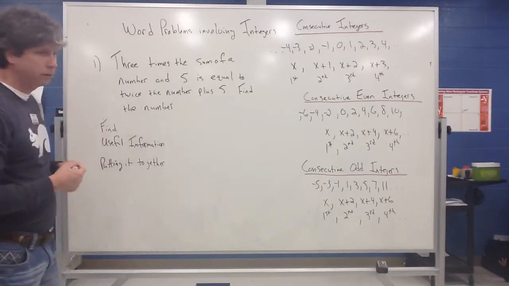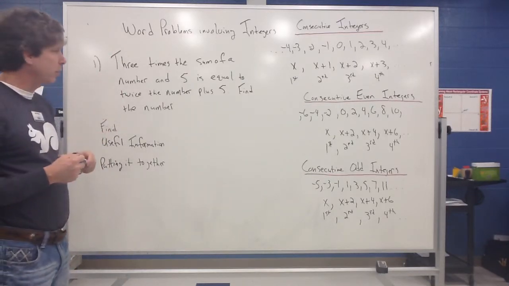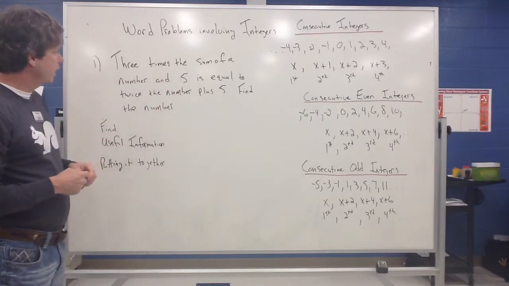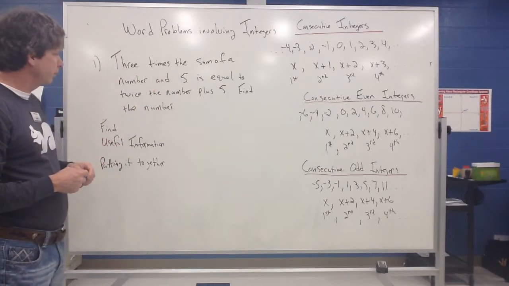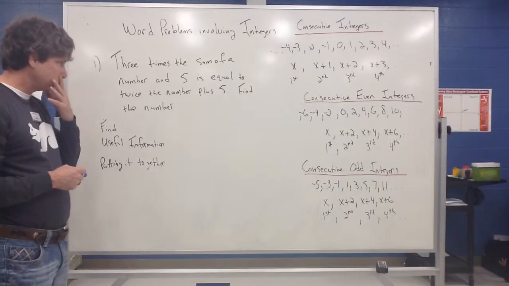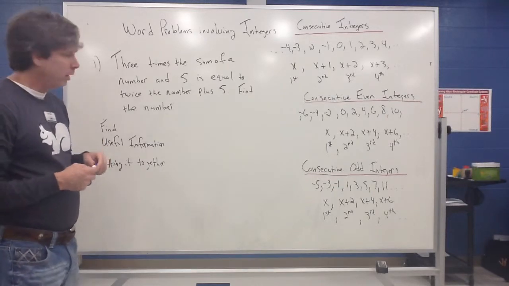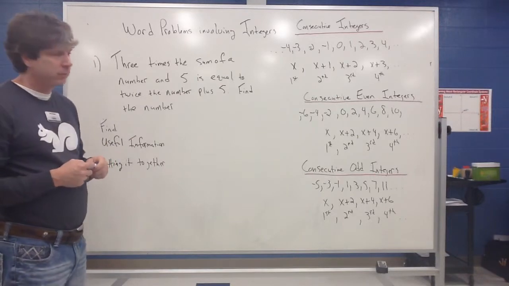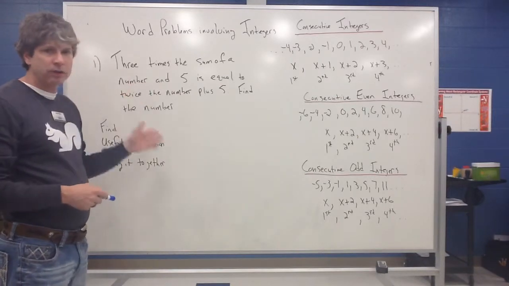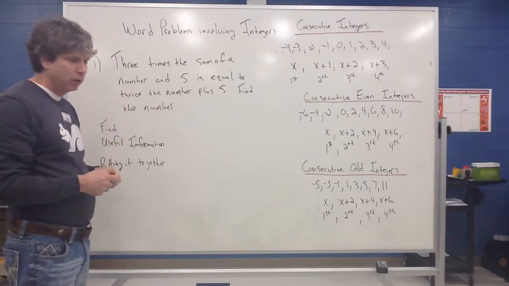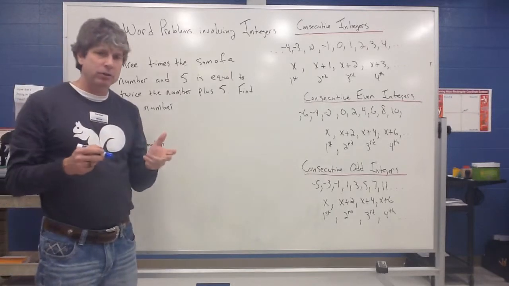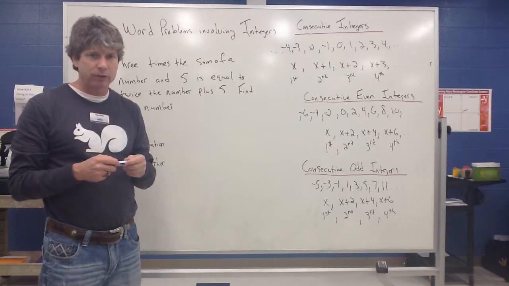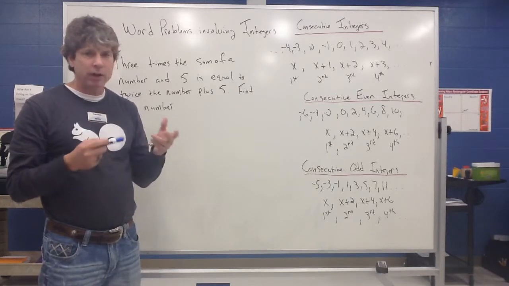Your first example that you said you had some trouble with. 3 times the sum of a number and 5 is equal to twice the number plus 5. Find the number. So again, what you're trying to do is write an equation. But before I can really write an equation, I have to really understand how this information works. And for me to understand how that information works, I need to make it a little bit more concrete. So I like to pick values for x and trial and error them.